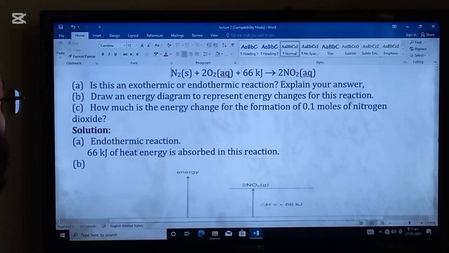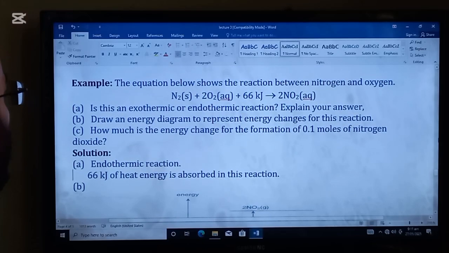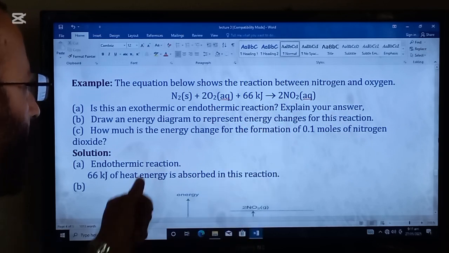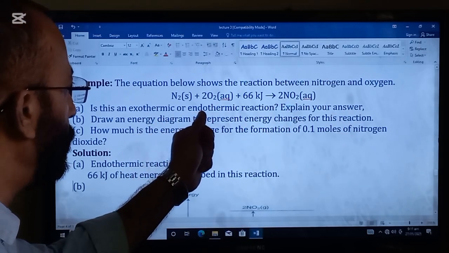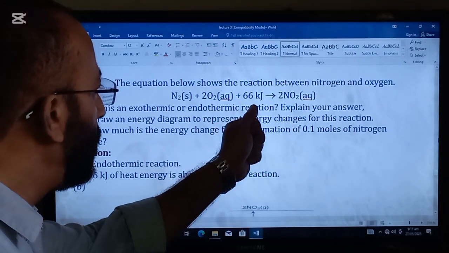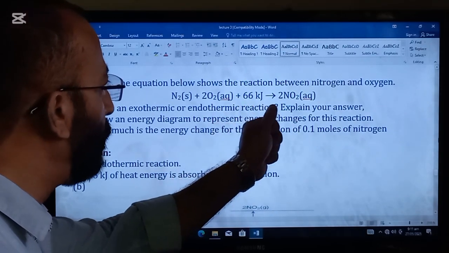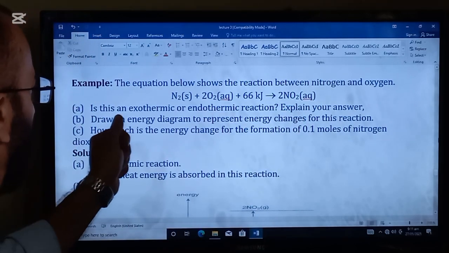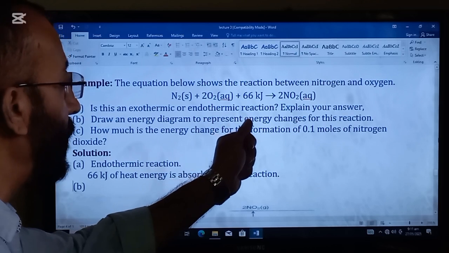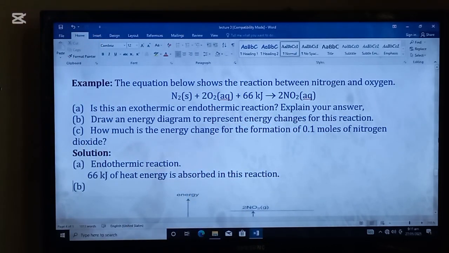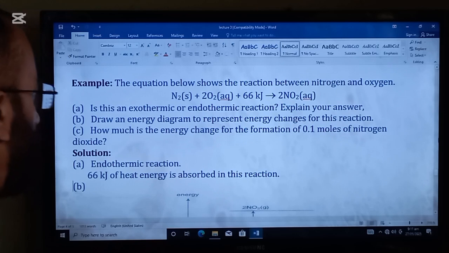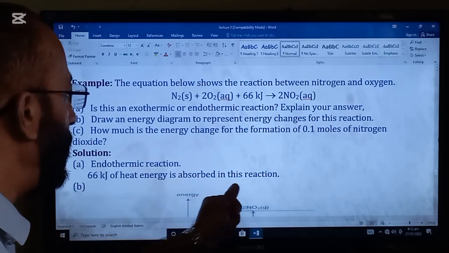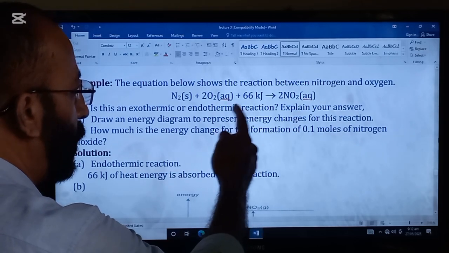Here is another question. The equation below shows the reaction between nitrogen and oxygen, and the reaction is N2 plus 2O2, 66 kilojoule energy is also there, forms 2NO2. A part: is this an exothermic or endothermic reaction? Explain your answer. So the answer is endothermic reaction because 66 kilojoule of the heat energy is absorbed in this reaction, and this is clear from the equation.